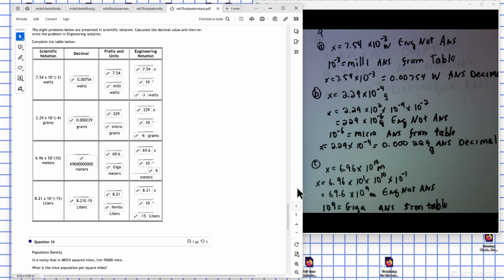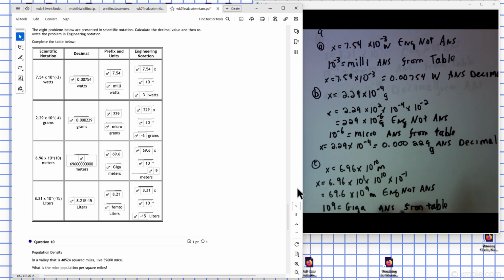And then next thing they want to do is put it in decimal form. So I'm multiplying by, I have 2.29 times 10 to the -4. Gives me this number here. And there's my answer in decimal form.